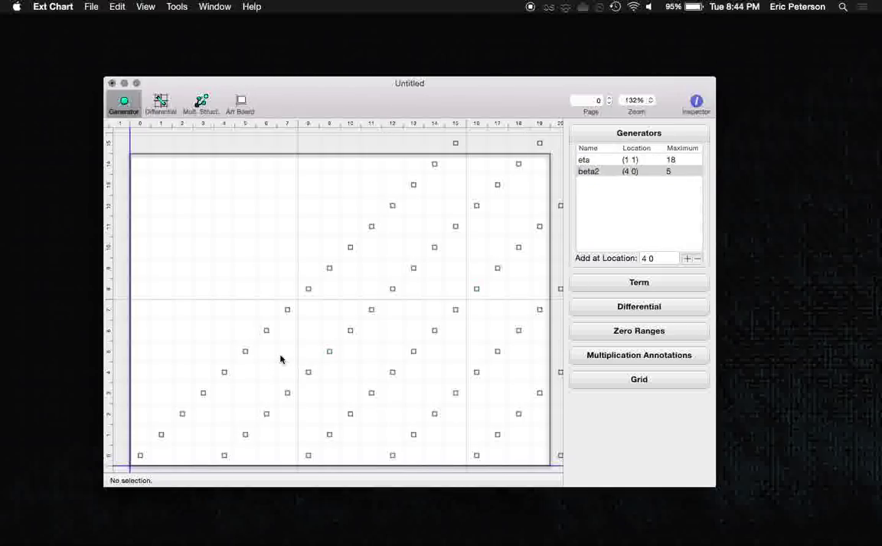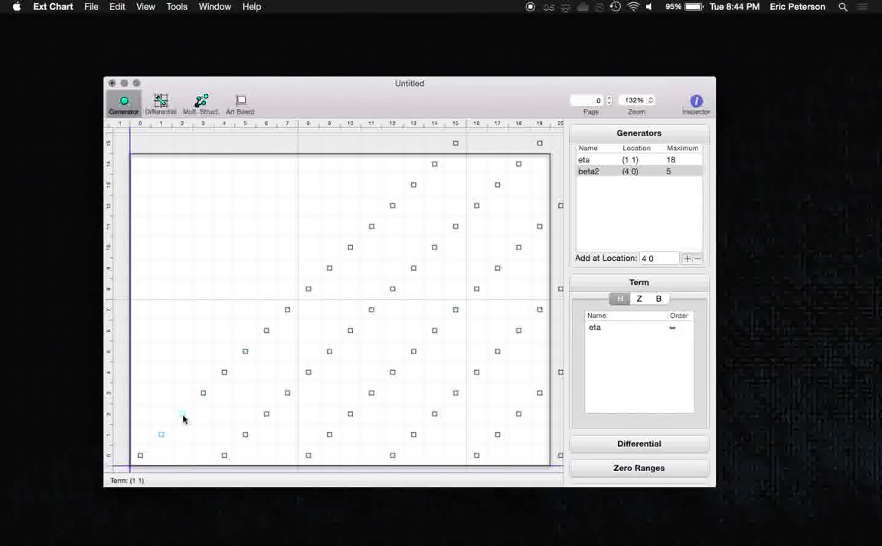And you see the picture that Ext Chart has drawn here is a picture of a polynomial algebra. So these squares are the terms eta, eta squared, eta cubed, beta squared, and there's some mixed terms out here.